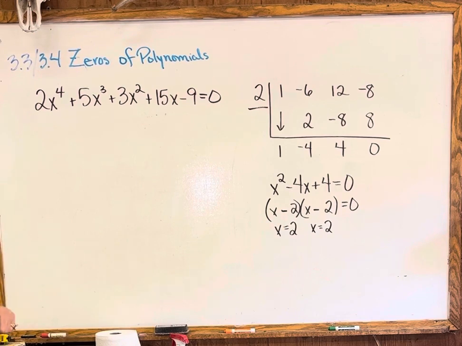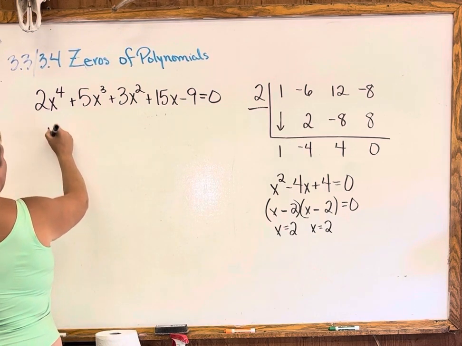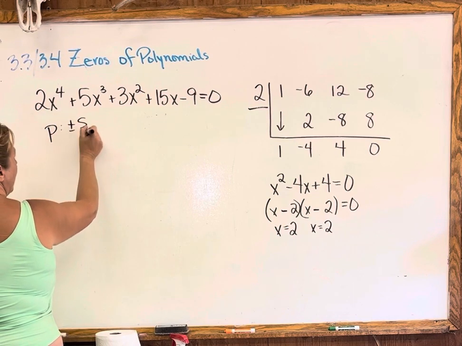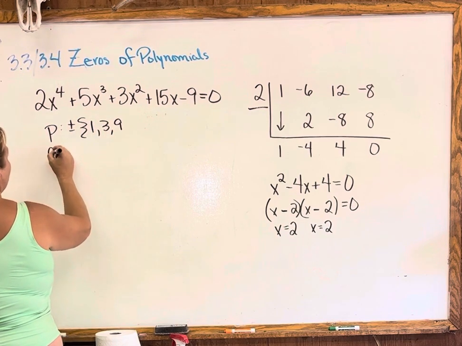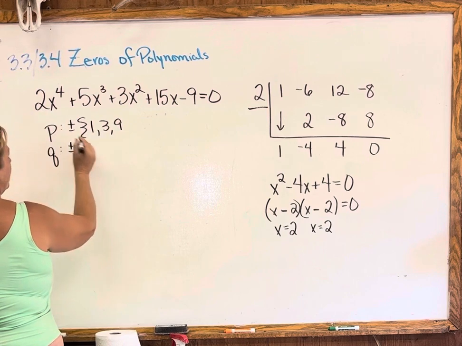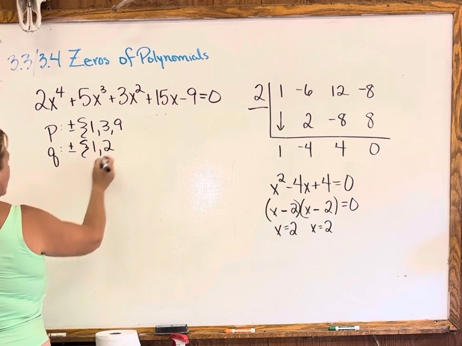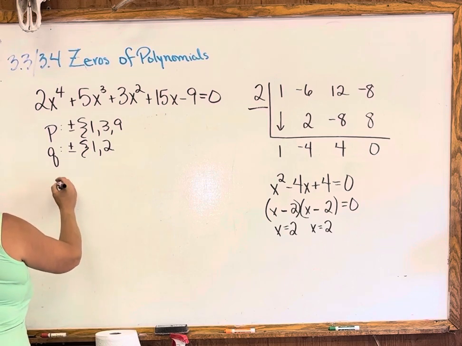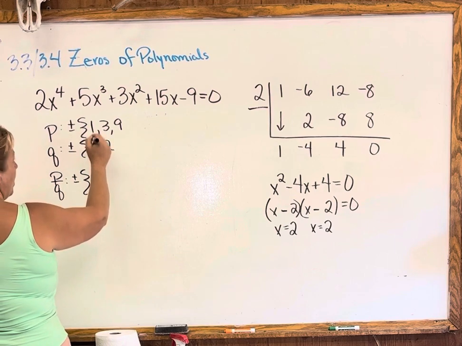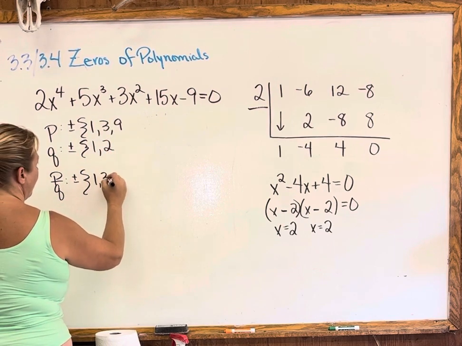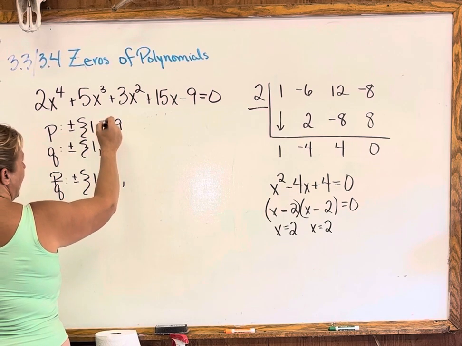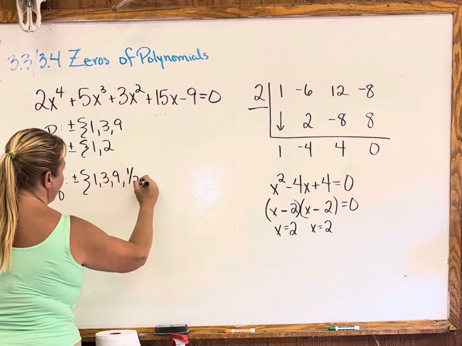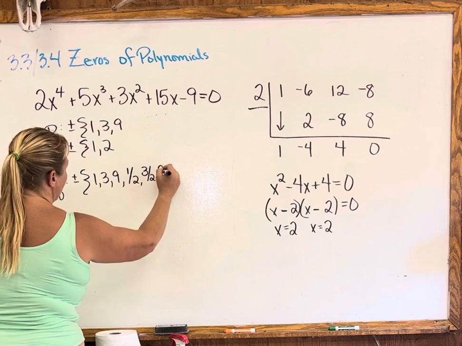So we immediately go to our P's and Q's. All right, so our P's come from that 9 at the end, plus or minus 1, 3, and 9. Okay. And the q's come from the beginning, which is 2. So we have 1 and 2. So this guy is going to have some fractions. So p's over q's would be 1 over 1, 3 over 1, and 9 over 1. So 1, 3, and 9. Okay. And then fraction-wise, we're going to have 1/2, 3 halves, and 9 halves.